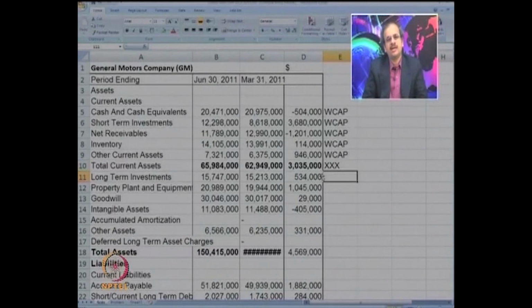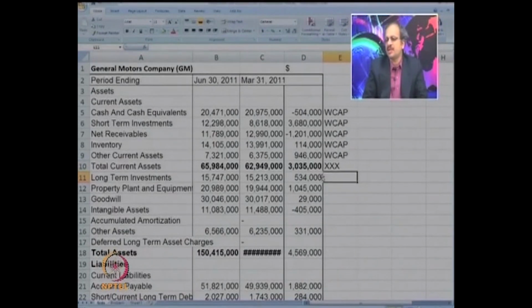Next is long term investment. You can see there is an increase in the long term investment. Under what head will we put it? It is not a working capital item. It is not going to be an inflow. It represents an outflow, because the company must have invested some money in securities or in some other markets. That is why long term investment has increased. Next is property, plant and equipment. Again, you can see there is an increase. So we will mark it as outflow.